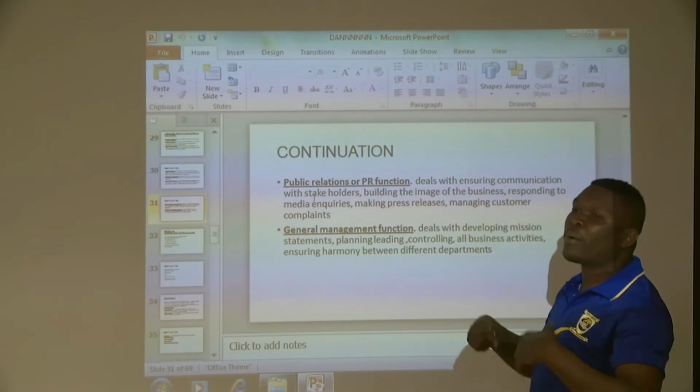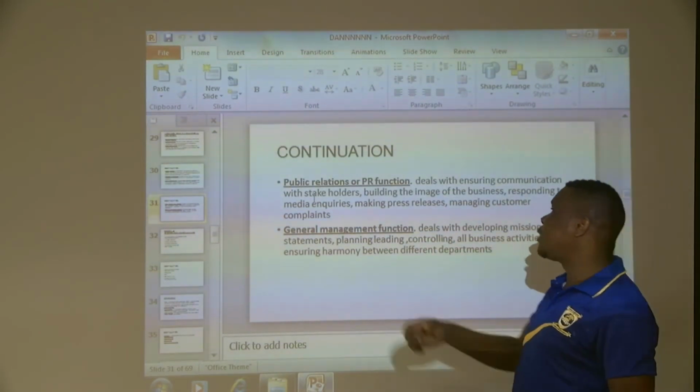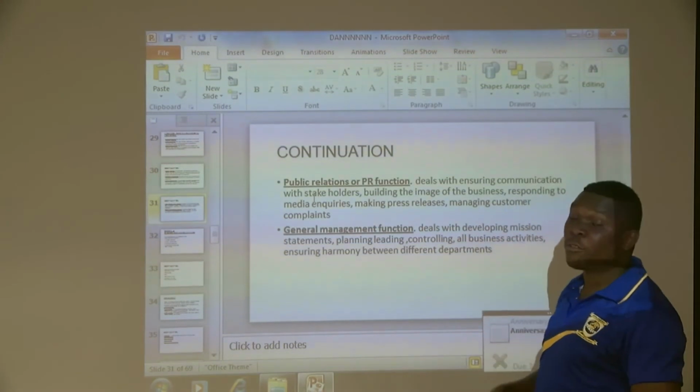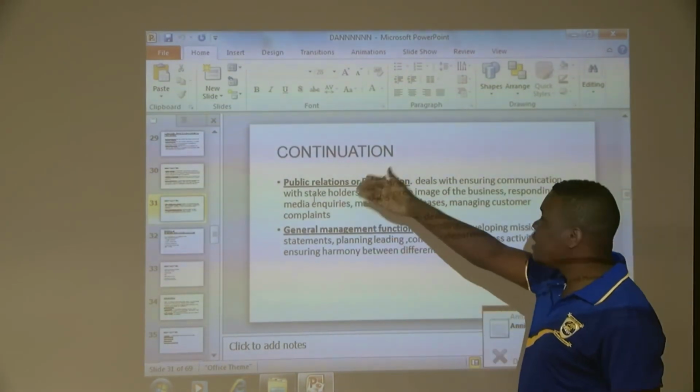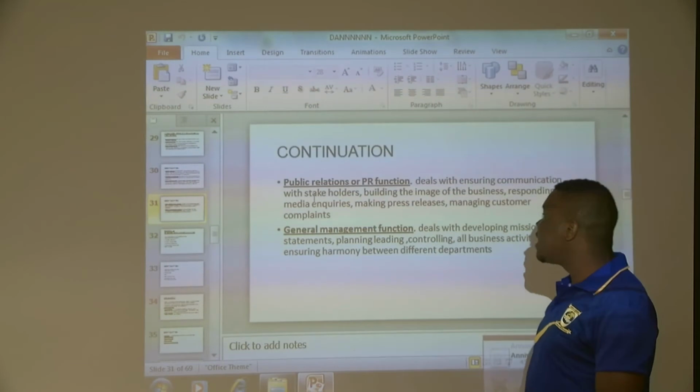Whenever there are complaints from customers in terms of the prices, either they are high or there is a lot of manipulation in terms of pricing, it is this department that comes out to control that.